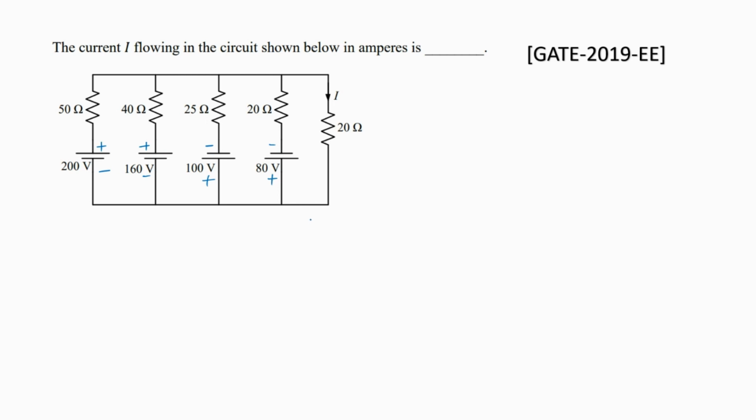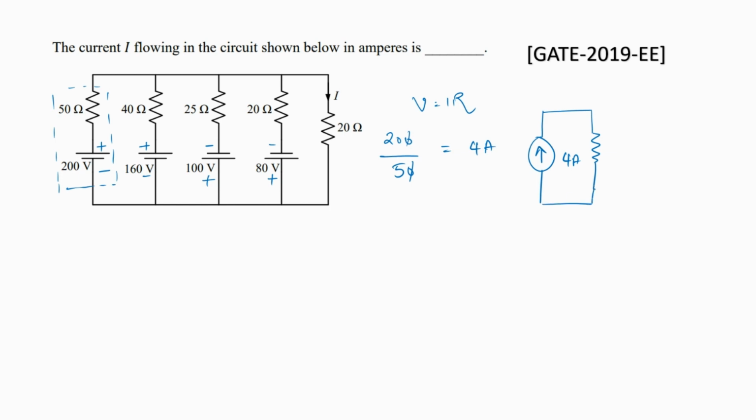Now, when we transform a voltage source into a current source, we need to ensure that the arrow of the current source is pointing towards the positive of the voltage source. So, let me transform this first voltage source into a current source. We know that V is equal to IR. So we know voltage is 200 and the resistance is 50. That will give us nothing but 4 amps. So what we get here is a 4 amps current source, the arrow being in that direction, with 50 ohms in parallel with it.